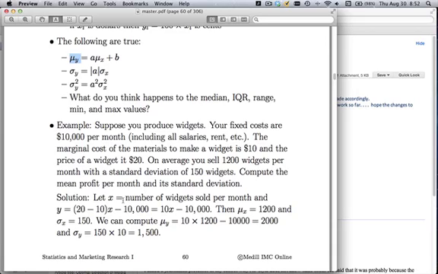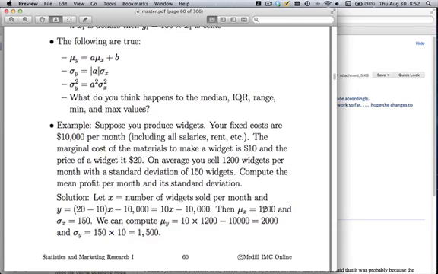So let's say that x is going to be the number of widgets that we sell in a month. Then let's come up with an algebraic expression that relates the number of widgets we make to the profit. So what is it? Well, we make $20 less the marginal cost times the number of widgets, and then you got to subtract off the fixed costs. So our profit then is going to be just 10 times the number of widgets we make less 10,000.